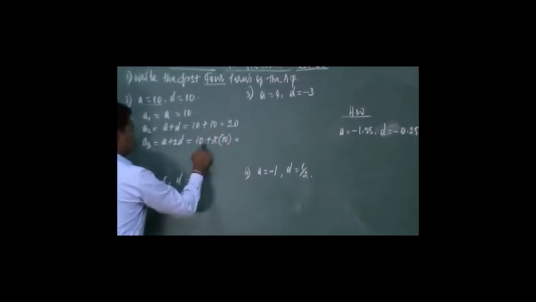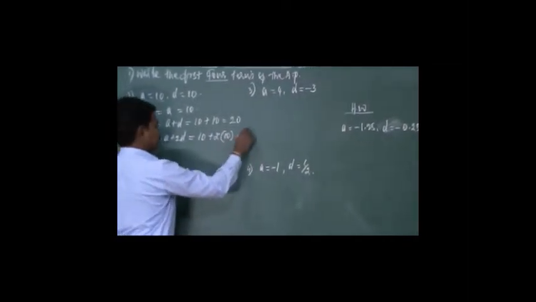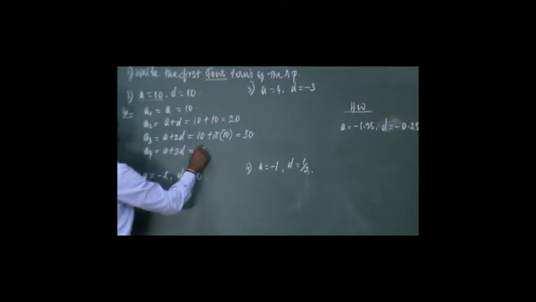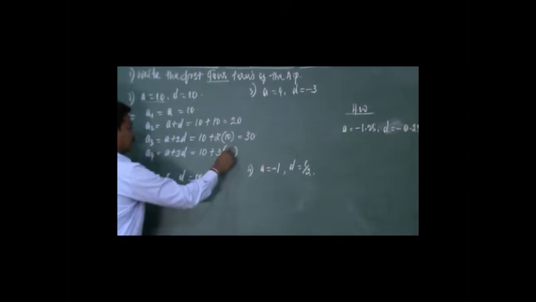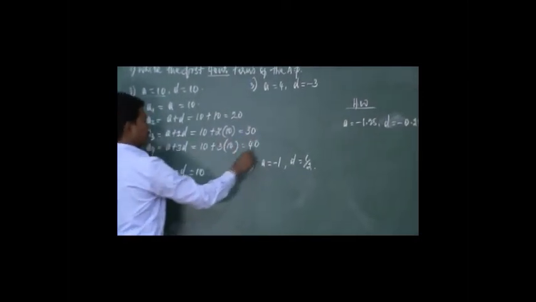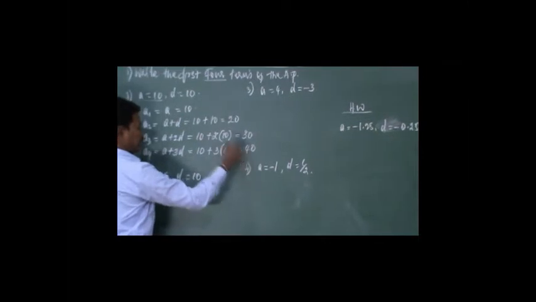Third term is a plus 2d, where a is again 10 plus 2 into d, which is again 10. So it is equal to 10 plus 2 tens are 20, 20 plus 10 is 30. So third term is 30 and we will find out the fourth term. Fourth term can be written as a plus 3d is equal to a is 10 plus 3 into d. d is again 10. 3 into 10 is 30 plus 10 is 40. So 10, 20, 30, 40 are the first 4 terms of this AP.